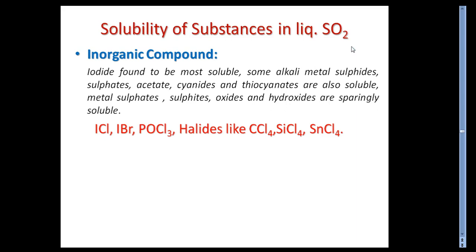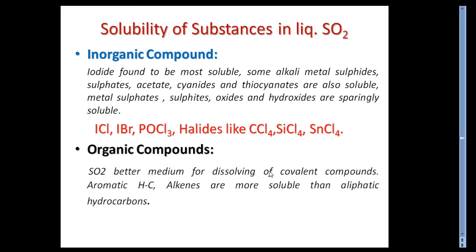Metal sulfates, sulfides, oxides and hydroxides are soluble but not completely soluble, and that is the reason they are called sparingly soluble. So this is all about solubility related to liquid SO2. All these are examples: the interhalogens, POCl3, some halides, carbon tetrachloride, silicon tetrachloride, SnCl4, stannic chloride.